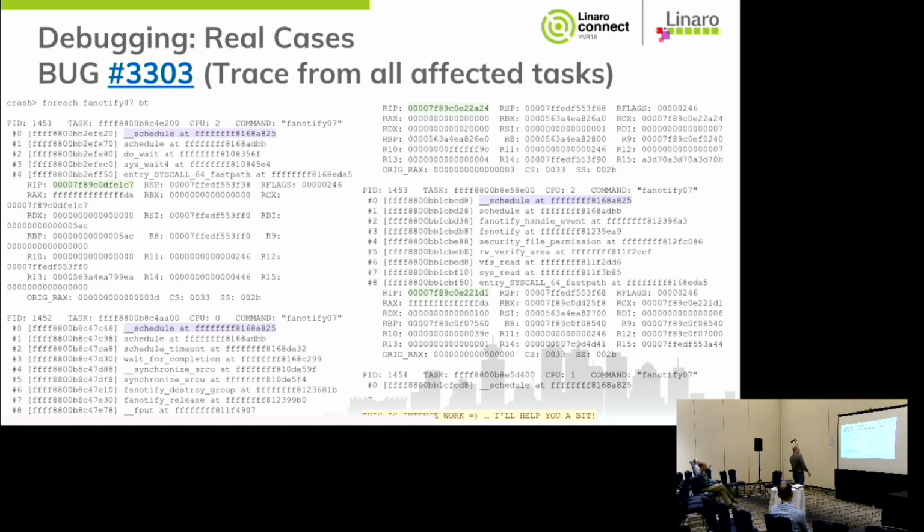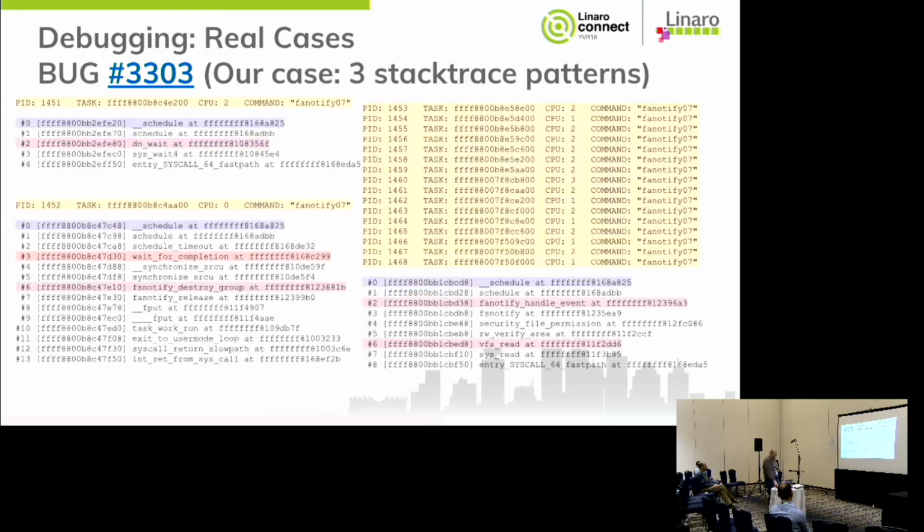So to make things faster, for this test that I was running. For this particular task, fanotify, all the tasks that were blocked, I had three different stack traces, right? All those tasks here have the same stack trace, and then I have two other different stack traces. If you don't have the source code of the task that generated this error, you have to do reverse engineering and try to understand what is going on, right? So, for example, do_wait.